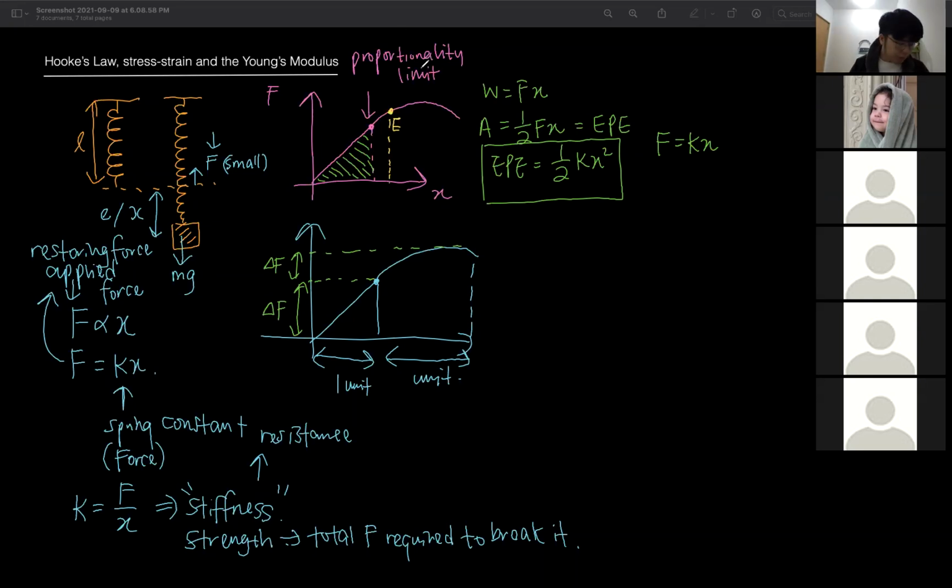Another term for EPE, elastic potential energy, is sometimes strain energy. Strain energy is the same as elastic potential energy, same thing, just a different term. Okay, next one, we will look at one example of a combined spring system. Now let me go to the next page. If you want to take a screenshot, you can take it now. I'm going to go to the next page.